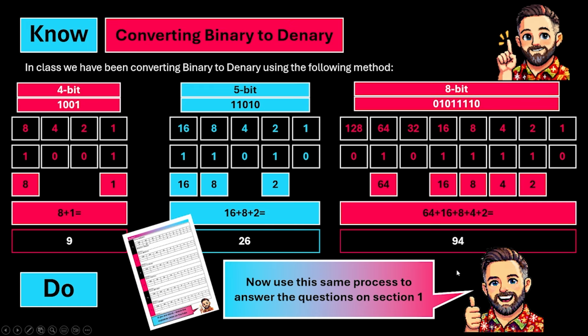So what I'd like you to go and do now is to use the same process to answer the questions on section 1 on the sheet. So pause the video if you're watching and go and get this resource from Satchel or wherever your school or education provider is sharing this to you from, and you're going to complete section 1. There are 6 questions and you can resume the video once you have completed them.